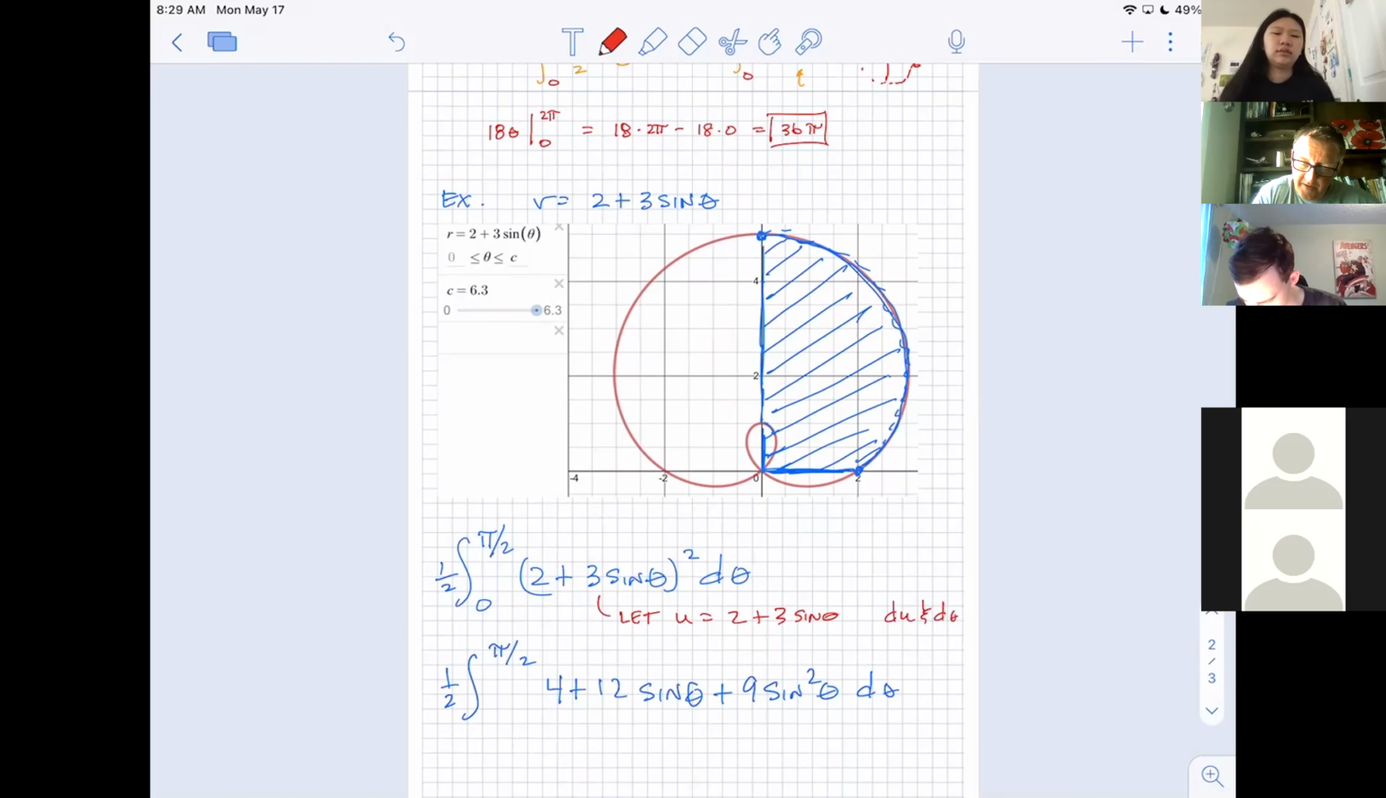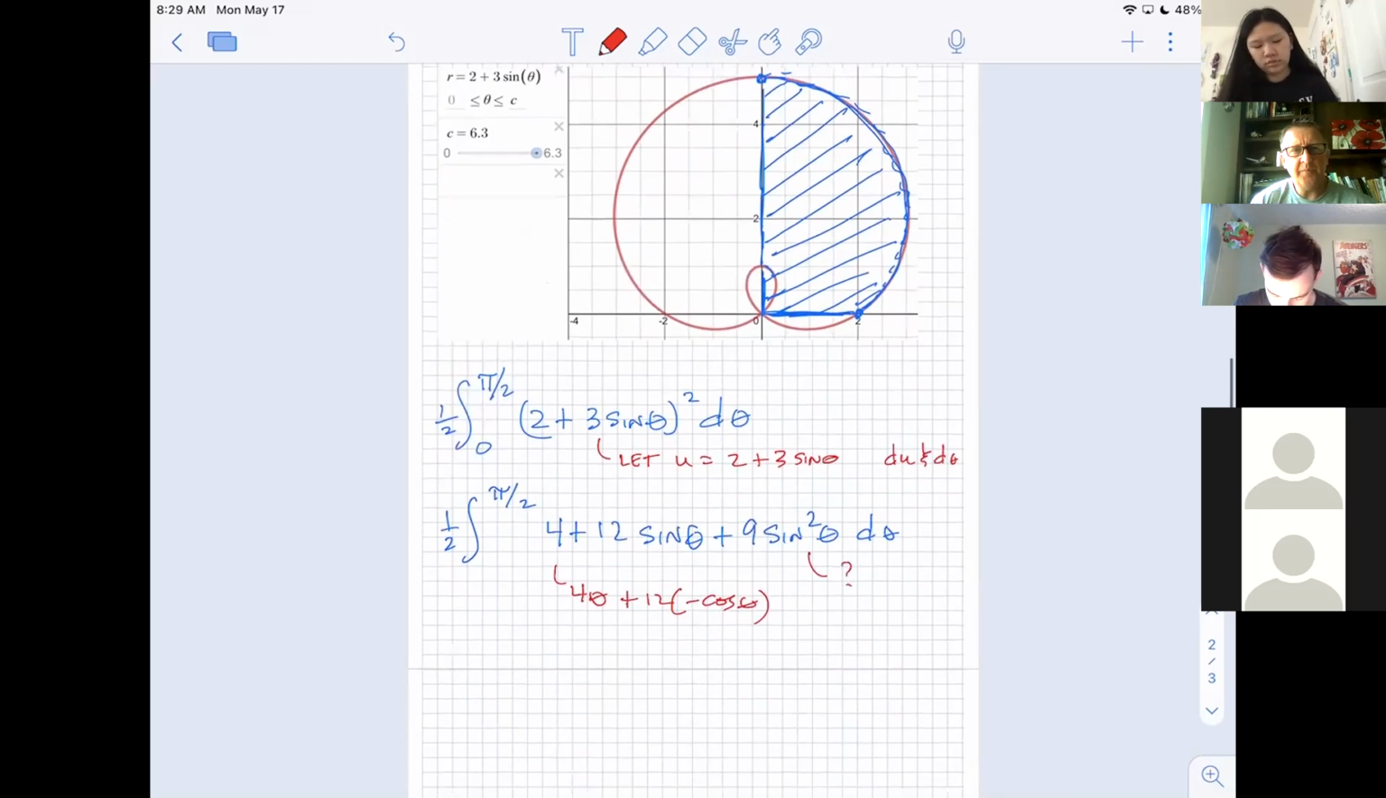It's a little easier down here because isn't the integral of 4 just 4 theta? We love plus signs, right? And the integral of sine is not hard, right? Because let's see, the derivative of cosine is negative sine. So wouldn't it be negative cosine? So isn't this derivative of cosine is negative sine? So the derivative of negative cosine would be positive. Yeah, that's right. And then we get to the sine squared.